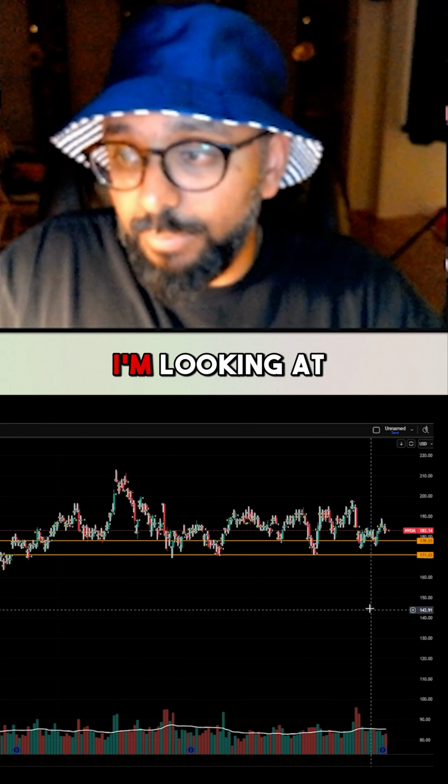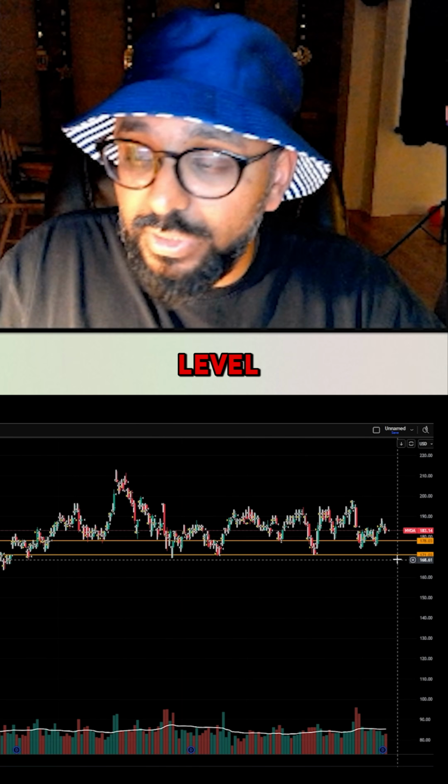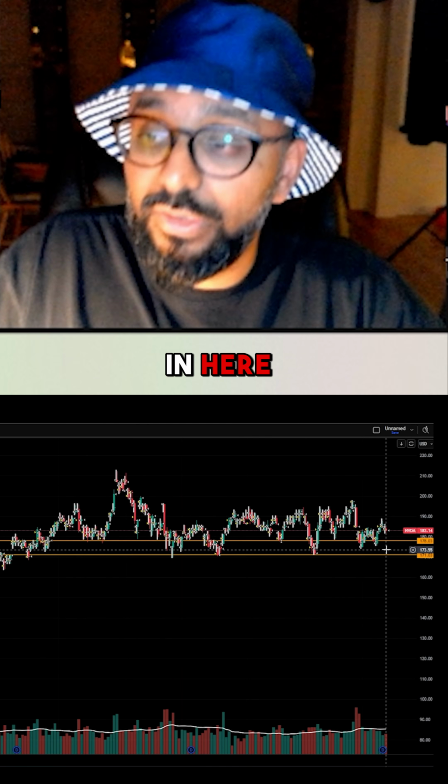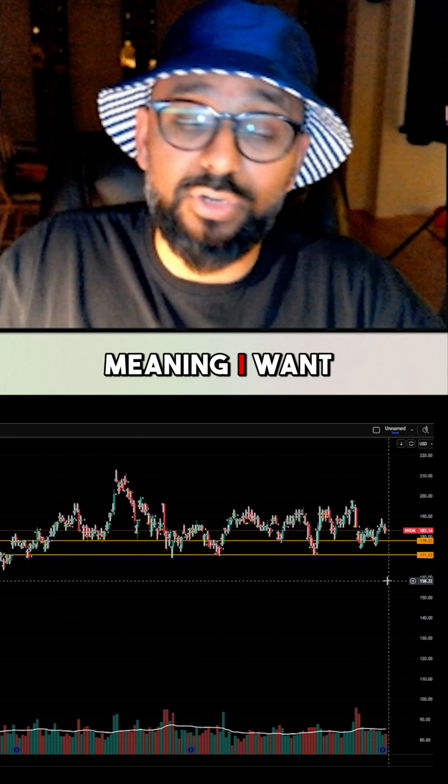Because I only long, I'm looking at the 171 to 178 level. I want price to retrace back in here, and I want to see seller exhaustion, meaning I want to see a tail in this zone.